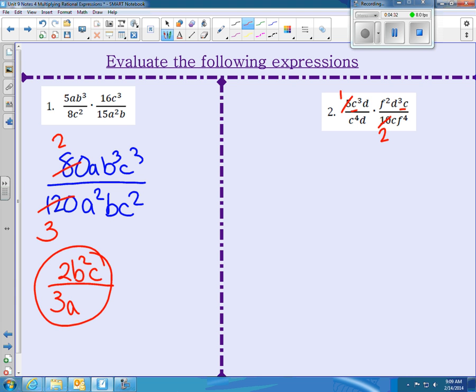The first one, c cubed and a c to the 4th. C cubed is going to go away, and that's going to turn into a c to the 1st. My d's are going to cancel there. All right, let's look at the next one.